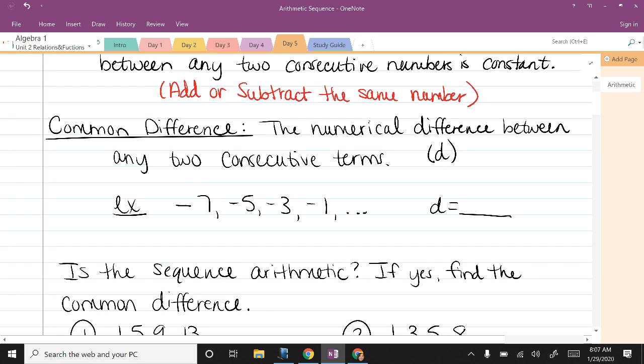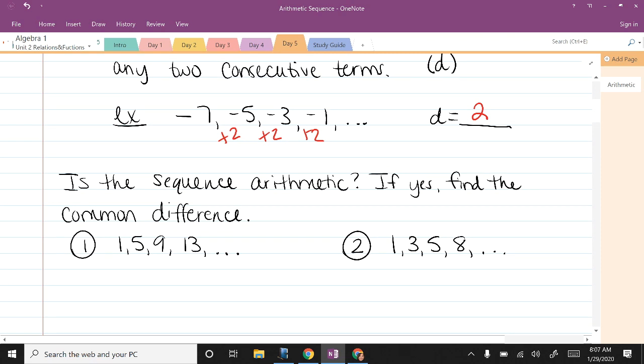Now, keep in mind that negatives go backwards, right? All right, so let's see if we can figure out the pattern here. -7, -5, -3, -1. What looks like it's happening every time here? Yeah, they're adding 2, right? Every single time. So D is +2. The number that's being added or subtracted every time is the common difference. If it's added, it's positive. Subtracted is negative. So D stands for difference.